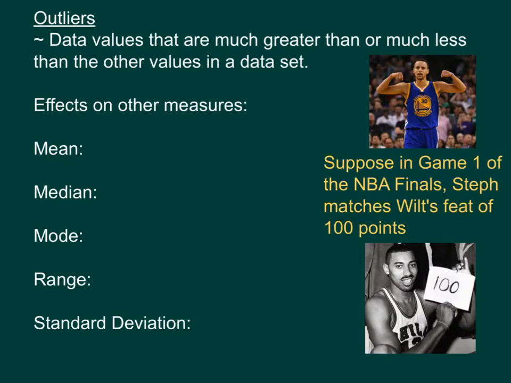Now, the last thing that we have to talk about today are the outliers. And outliers are just data values that are much greater than or much less than the other values in a data set. We're going to get into the formal definition of an outlier, how to calculate if something is truly an outlier later on in this unit. But for now, we're just going to use our good judgment and say that something seems way out of place because it's way too high or way too low.